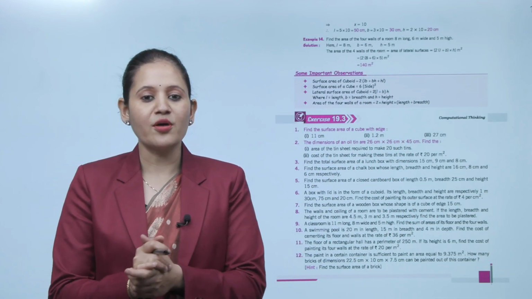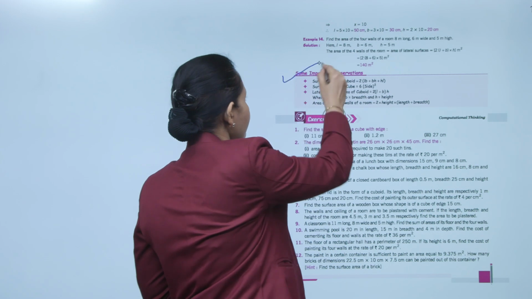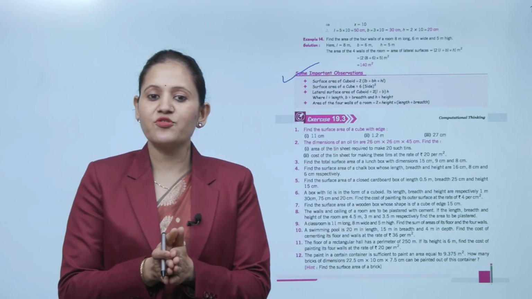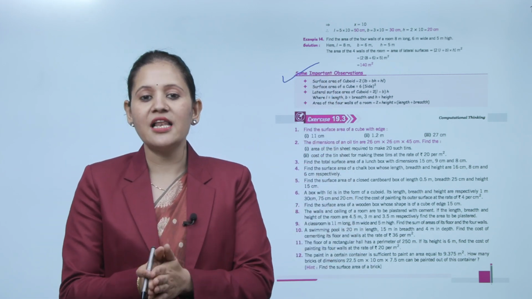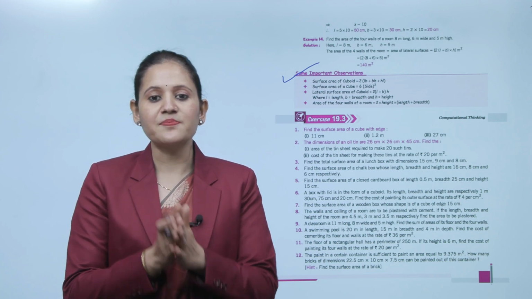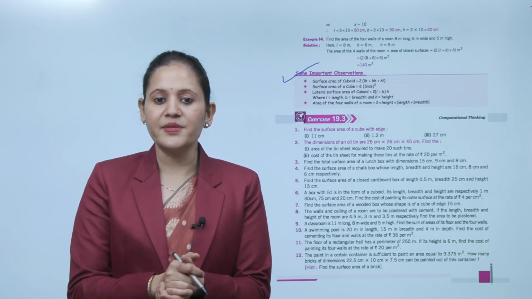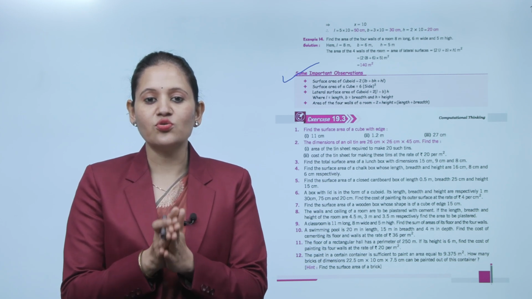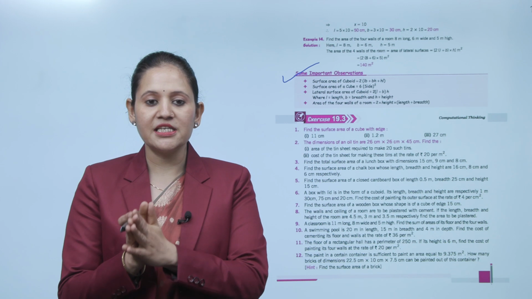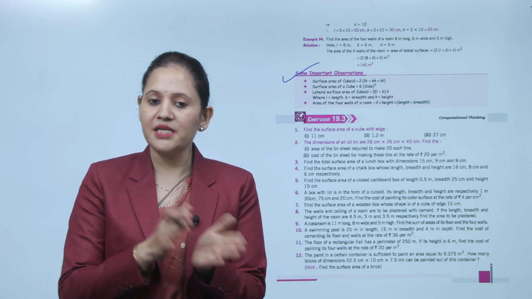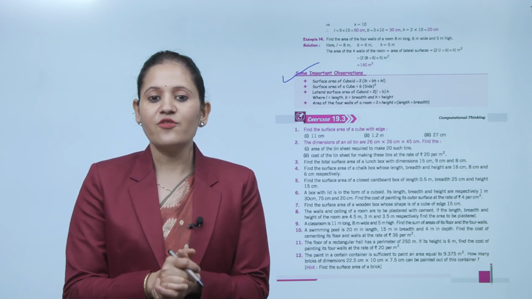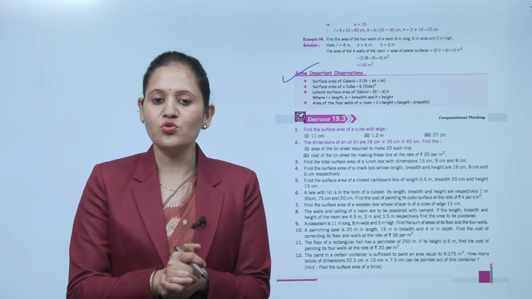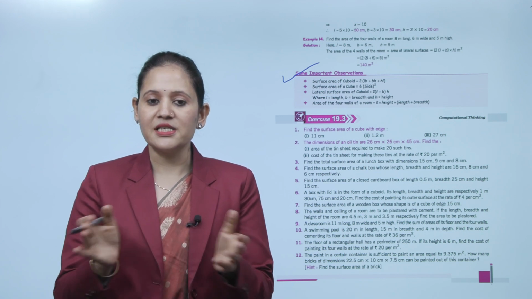Next are some important observations. Surface area of cuboid is equal to 2 into (L into B plus B into H plus H into L). Surface area of cube is 6 L square. Lateral surface area of cuboid is equal to 2 into (L plus B) into H, where L is length, B is breadth and H is height. Area of 4 walls of a room is equal to 2 into height into (length plus breadth).